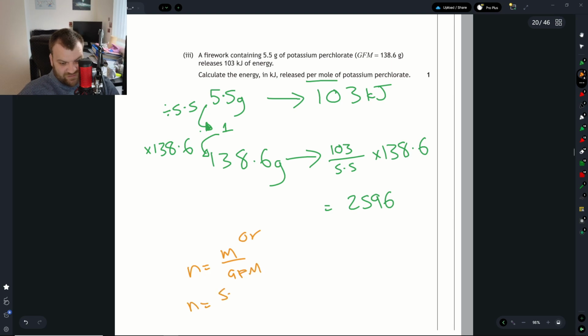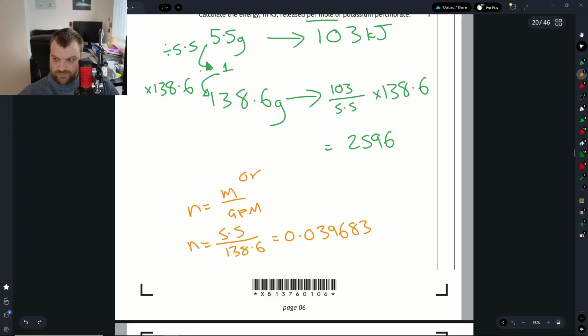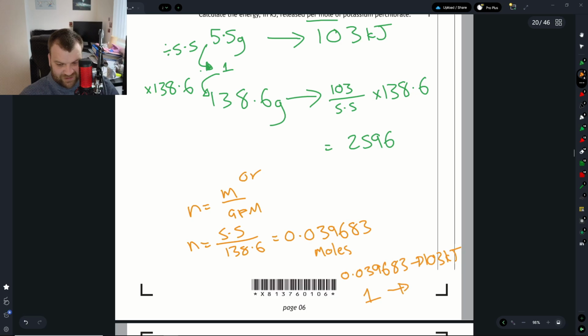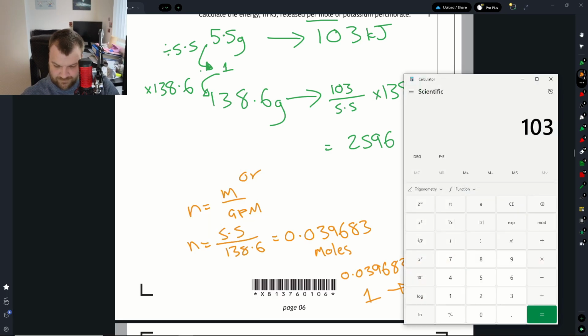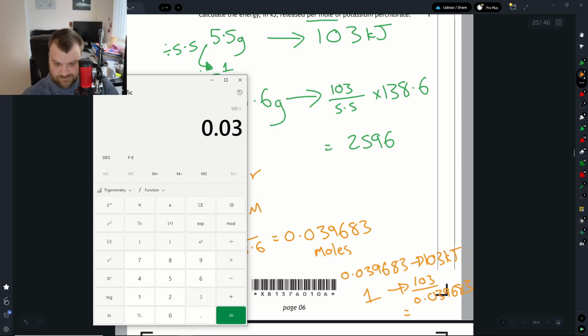So n equals m over GFM. n equals 5.5 over 138.6. We are told that we've got that number of moles gives off 103 kilojoules. So to get 1 mole, we want to divide by 0.039683. So if you do 103 divided by that number, we'll come out with a number that again will round to 2596.